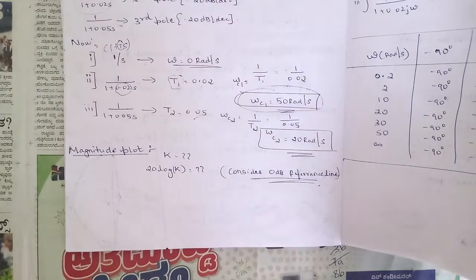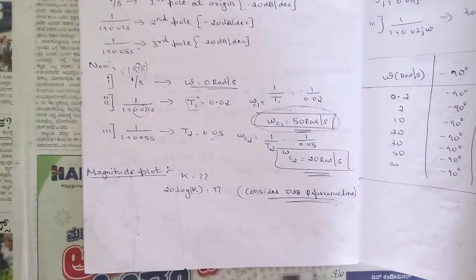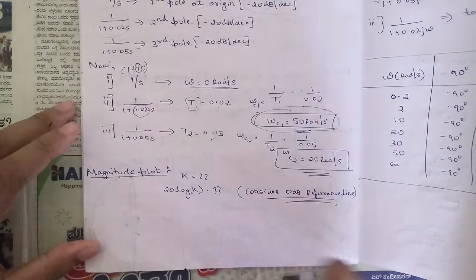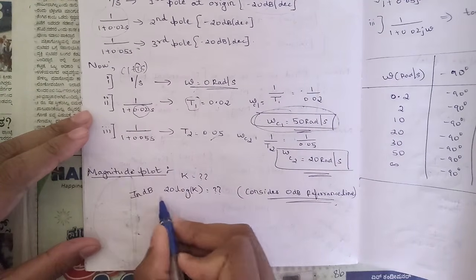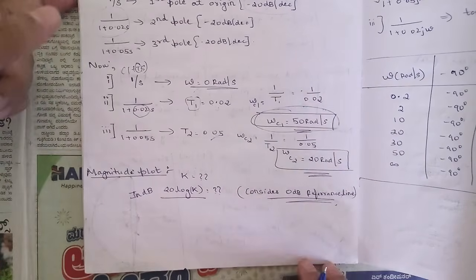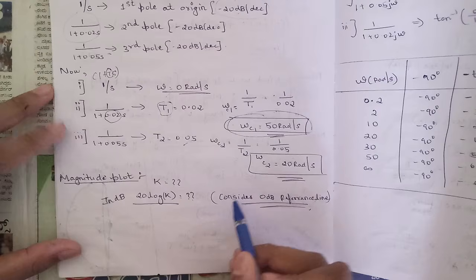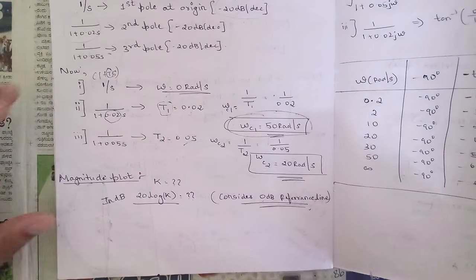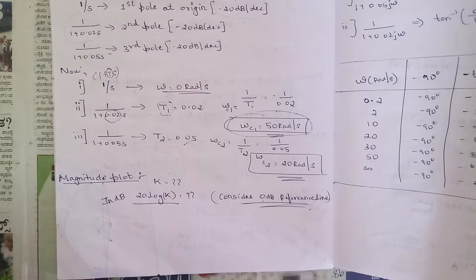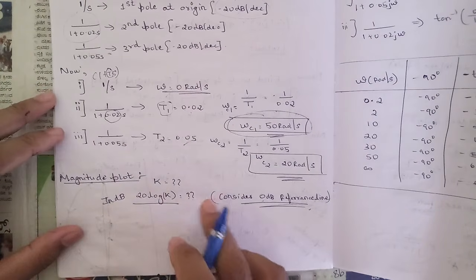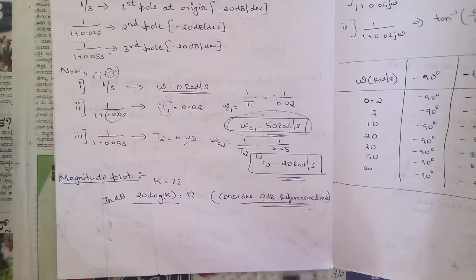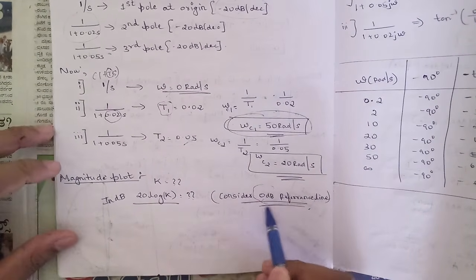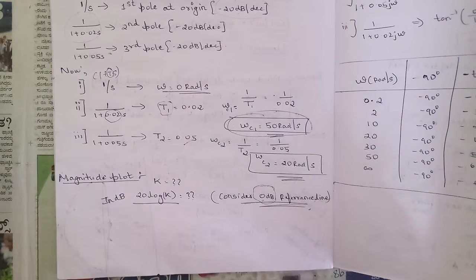For the magnitude plot, they have told us to find the value of k. But we don't have any value of k, so if we want to convert it into decibels, 20 log k also we cannot find. So in this case we should consider a 0 dB reference line, that is, we should not be drawing any reference line. In the earlier problem, whatever the k value was, after substituting it in decibels, that reference line we drew in the plot. Here, consider a 0 dB reference line.